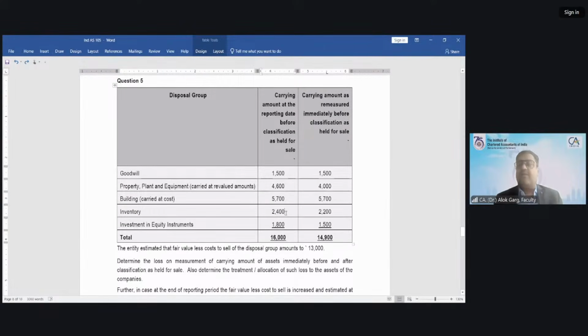Probably the value of the inventory has gone down. Probably the inventory has been sold out also, right? And this investment in equity instrument from 1,800 it becomes 1,500. So the value has also gone down. So these are the normal change as per the respective standard, right? These are the normal change.